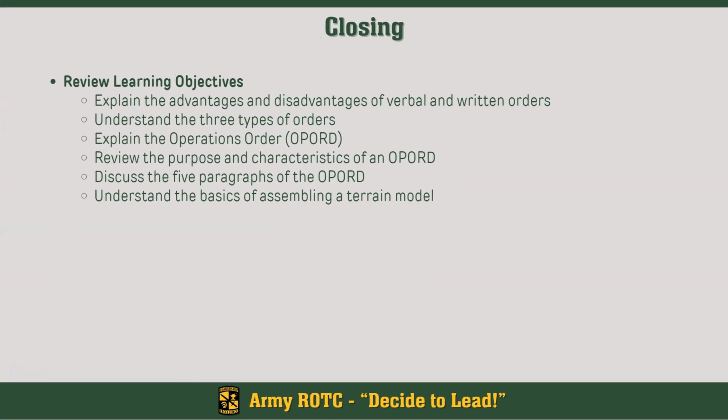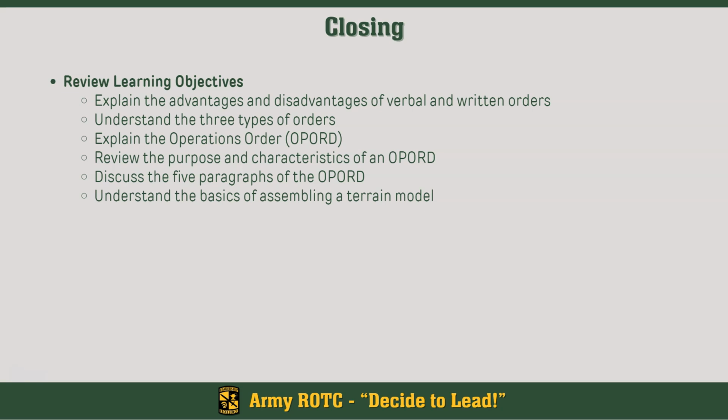All right, so let's close this out. I hope that now, at the end of this time with me, you feel more confident in explaining the advantages and disadvantages of verbal and written orders. Remember those things like how long it takes to distribute, how long it takes to bring people in, and what you can include in both. I hope you understand the 3 types of orders, the WARNO, the OPORD, and the FRAGO. Remember the heads up, the order itself, and any changes or amendments.